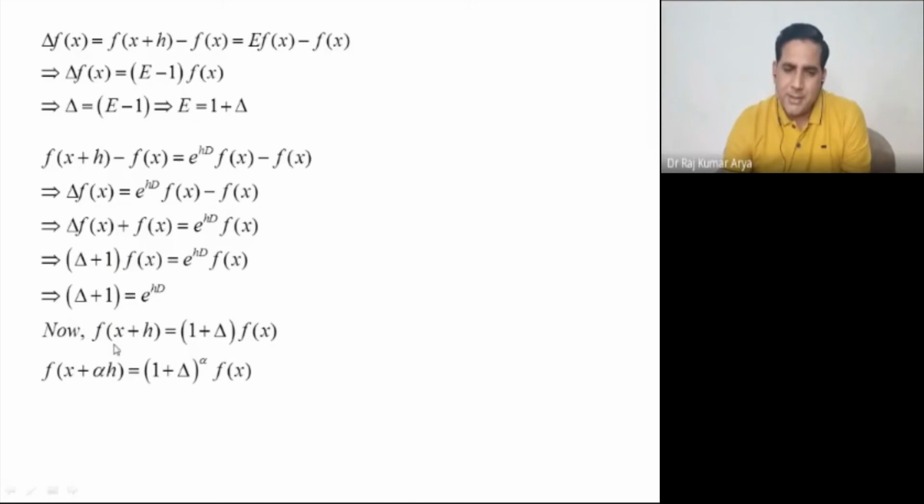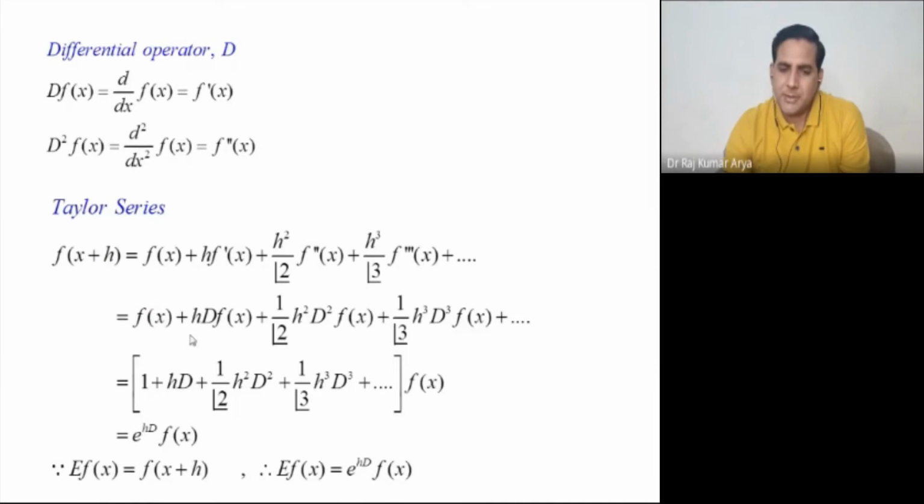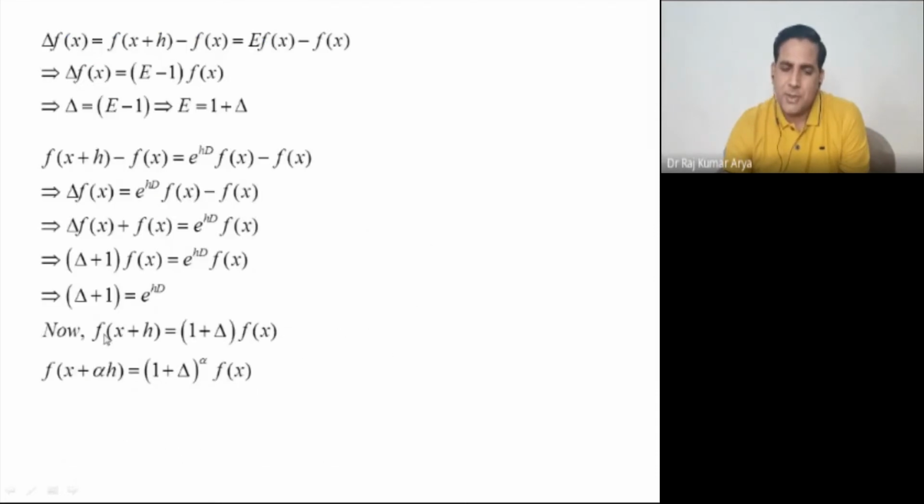Fine. So now you can write that f(x plus h) would be equal to 1 plus delta f(x), because e to the power hD came here, and the previous expression for f(x plus h) is e to the power hD f(x). So we are substituting back here, and you are getting f(x plus h) is 1 plus delta f(x). Now you can rewrite this equation: if you are calculating f(x plus alpha h), it would become 1 plus delta to the power alpha f(x).